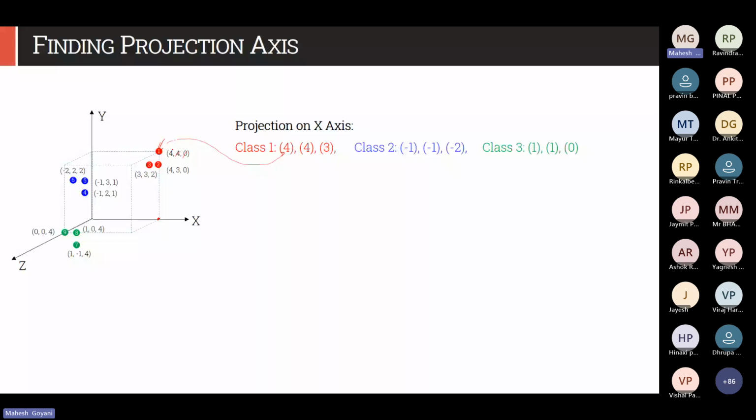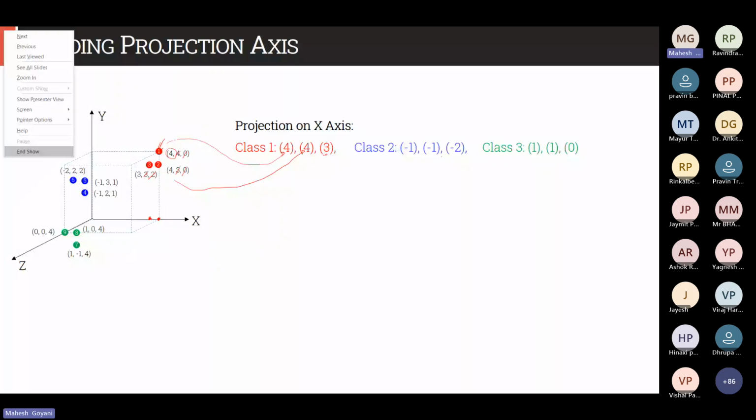Similarly, when I project this data point on the x-axis, that will also be projected here. I will lose the y component and z component. So this will become just a 4. And similarly, when I project this third point here, it will be projected somewhere here. Y and z will be gone. I'm only having 3 here. Same I'm repeating for class 2 and class 3. Fine. So I hope that it is clear.